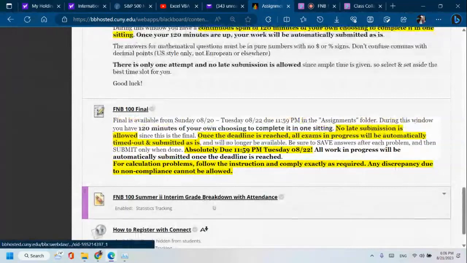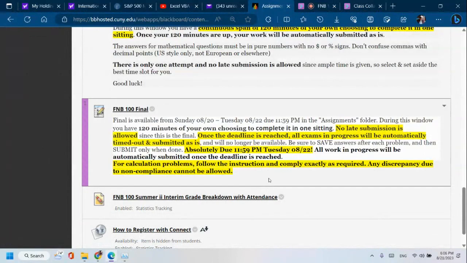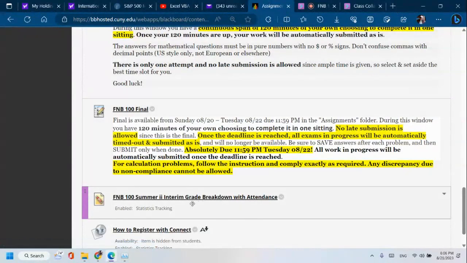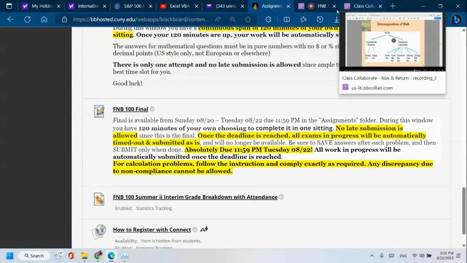This includes, this is only up to midterm, I believe. But in about two to three days, you will see this file updated, and it will say not interim grade, but the complete grade breakdown. It will say complete grade breakdown with attendance. So give me a few.